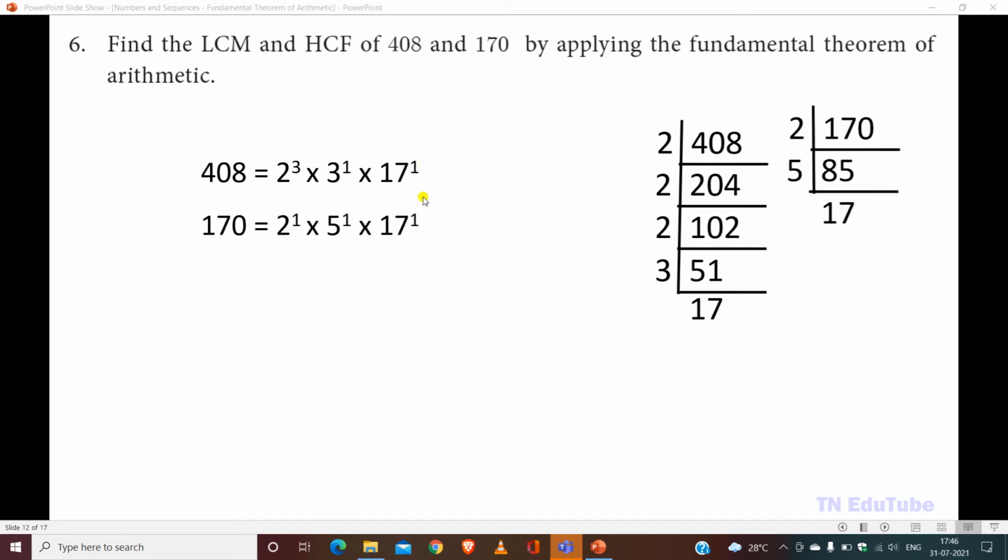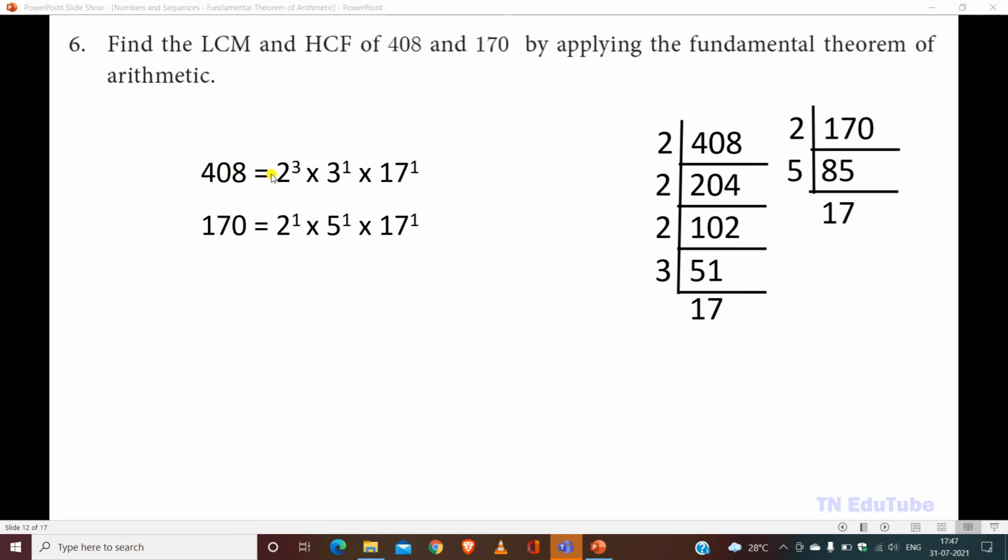The next number can be factorized like this, 170. It is divisible by 2. So 8 2s are 16, 5 2s are 10. Again 5 table, 1 5 is 5, 7 5s are 35. So 2 into 5 into 17, 170.